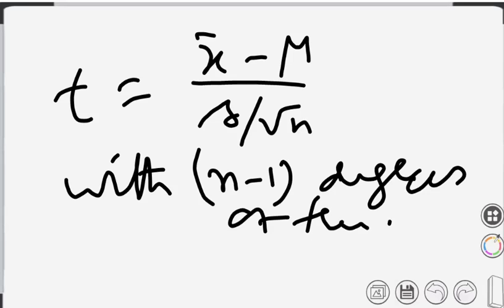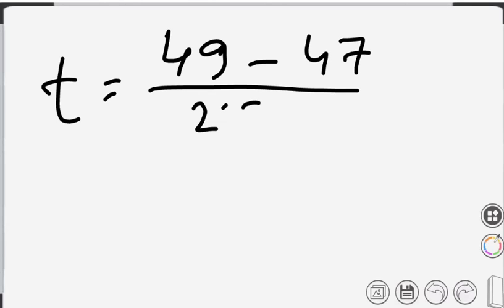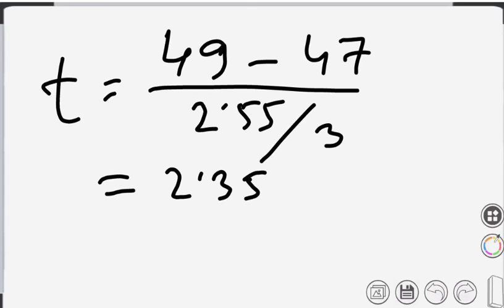Calculate t equals, how much is x bar? X bar is 49 minus 47 by 2.55 by root 9, which is 3. So what is the value? It's coming 2.35. 6 divided by 2.55, 2.35, right? It is 2.35. So this is the calculated value of t.